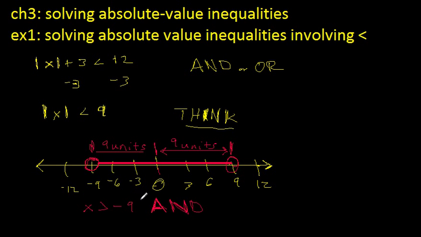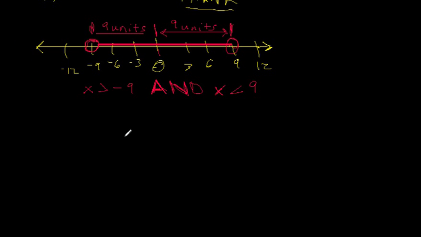So x is greater than -9, and x is less than +9. Once I get here, I can combine the two inequalities, and I end up with, in reality, flipping this inequality to say -9 is less than x is less than 9, or -9 less than x, and x less than 9.